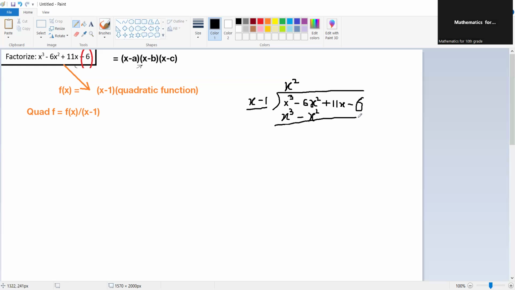And like in any division, we just subtract. So x cube minus x cube is 0. Minus x square becomes plus x square when we subtract, so we're just subtracting the bottom from the top. Minus x square plus x square would be minus 5x square.